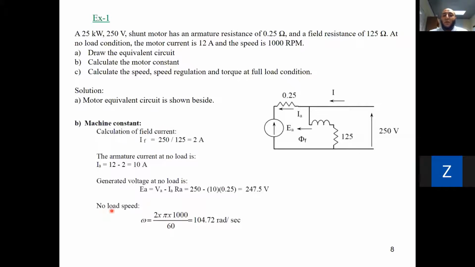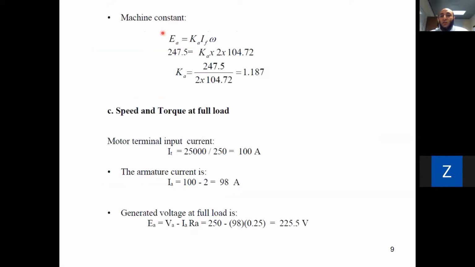Also, we can calculate the no load speed. We have here the no load speed as 1000 RPM, so we can get the corresponding value in rad per second, which is 104.7 rad per second. And then we can substitute in the relation E equal K multiplied by IF and omega and get the value of Ka.